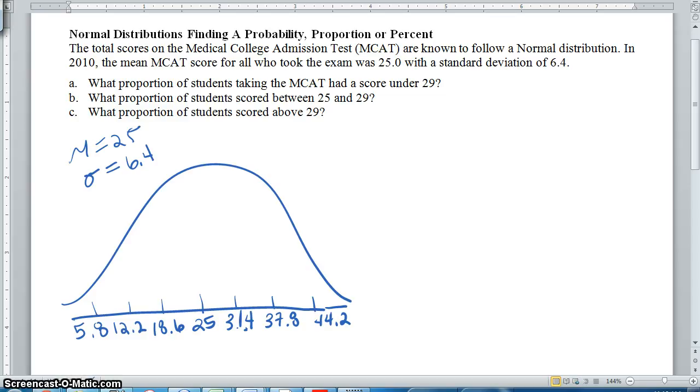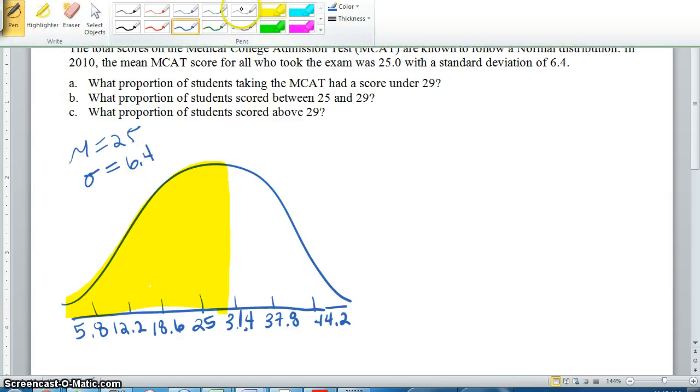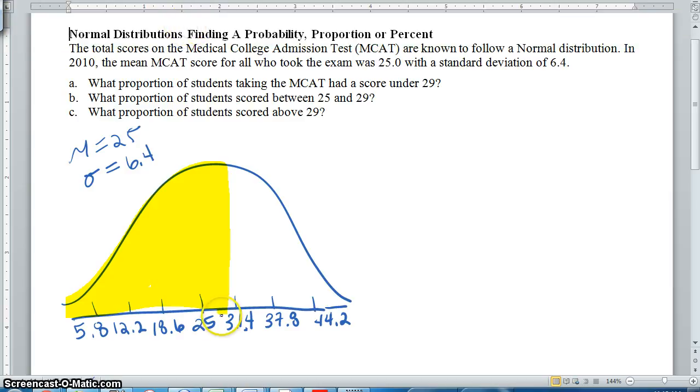So I want to shade in that region that I'm curious about. So this is about 29, and I want to find the area that falls below this. Something I know is that all the area below 25 is 50%, because that's our mean, and in the normal distribution always under the mean is 50% of our data. So that gives me an idea that everything below 29 is going to have to be above 50%, something maybe around 60 or 70%. So this gives me a good eyeball account of what this proportion looks like.